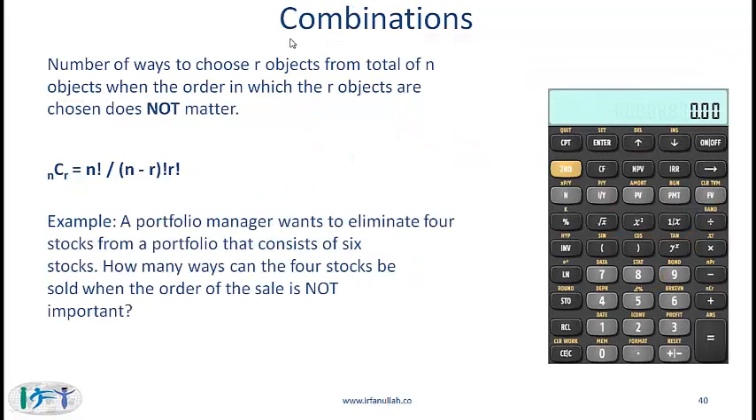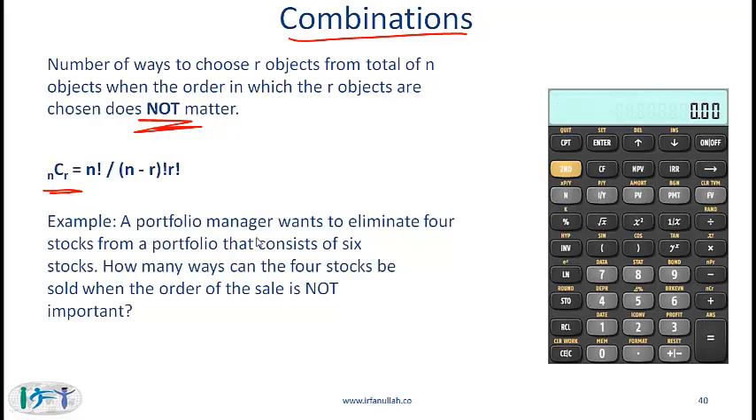Next, let's talk about combinations. The number of ways to choose r objects from a total of n objects, when the order in which the r objects are chosen does not matter. And here is the formula for nCr. Again, let's look at an example.